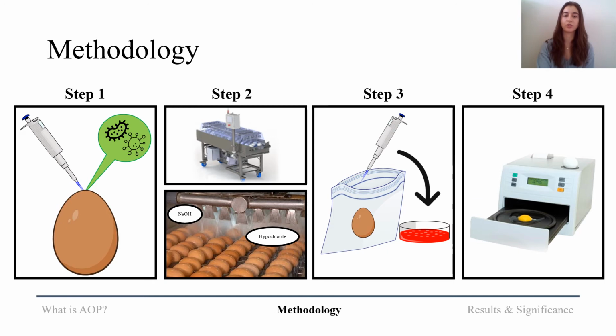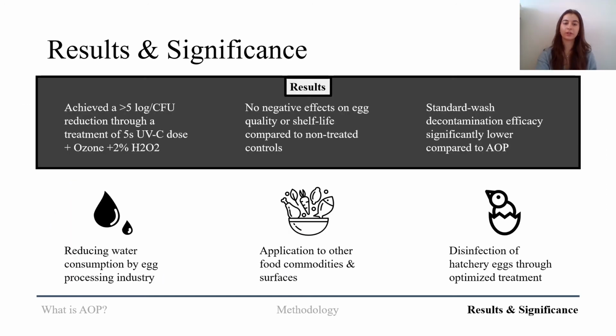post-wash were also observed. It was concluded that the optimal advanced oxidation process treatment to disinfect shelled eggs from salmonella consisted of a 5-second dose of UV and ozone with 2% hydrogen peroxide. Here the treatment was able to sustain a greater than 5 log CFU reduction of the pathogen. Furthermore, the treatment did not demonstrate any negative effects on the quality or shelf life of the eggs.